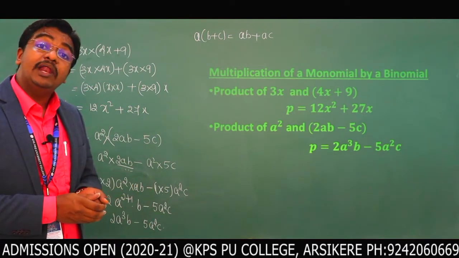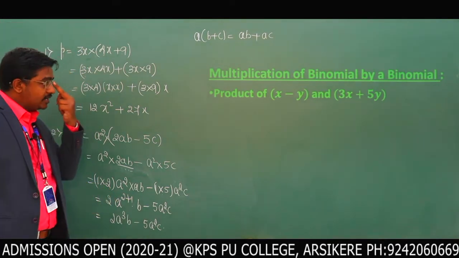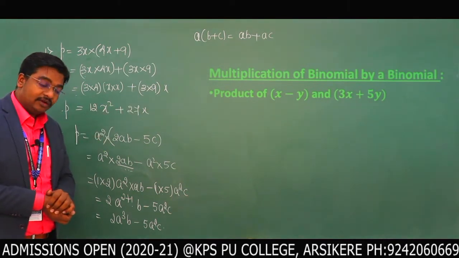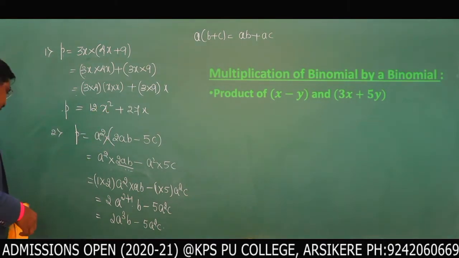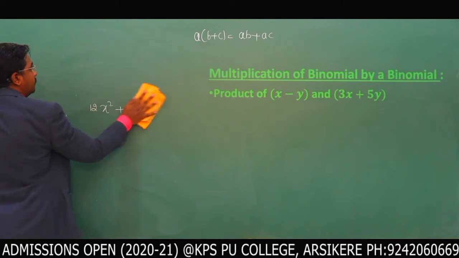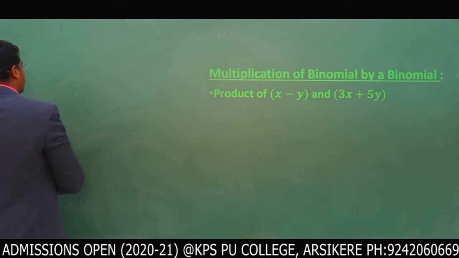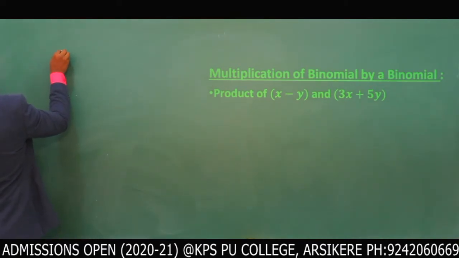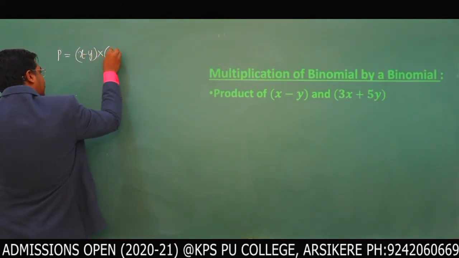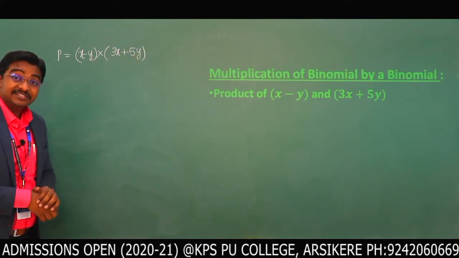So what about binomial and binomial? We'll discuss here with an example. x minus y and 3x plus 5y. Just listen. Here also we are applying the distributive property. So what is the product? P is equal to x minus y into the second term 3x plus 5y.